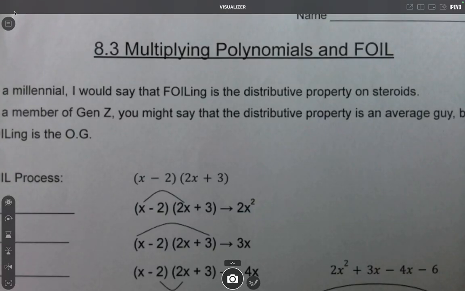So in section 8.2, we multiplied polynomials by a monomial. So it's just one term times a lot more terms. We used a lot of the distributive property.